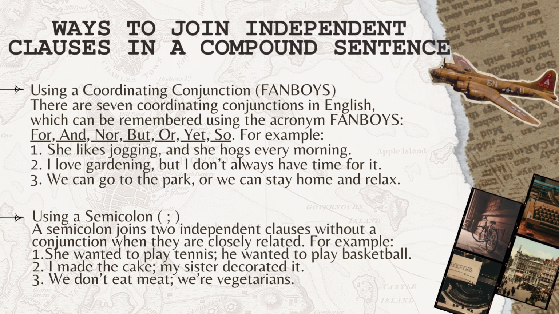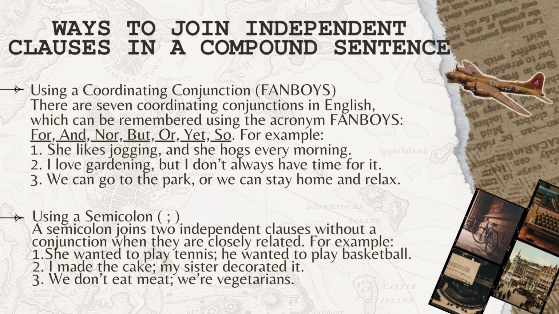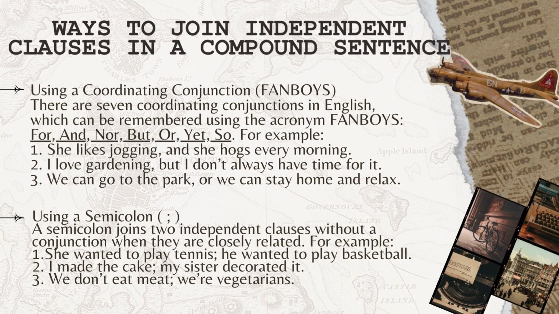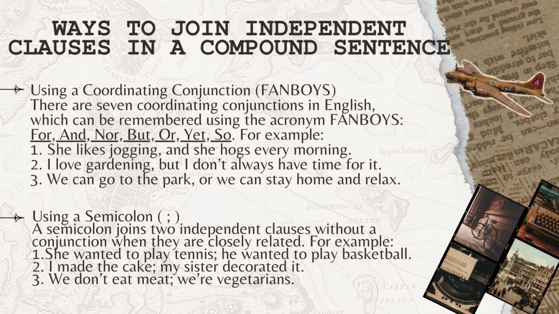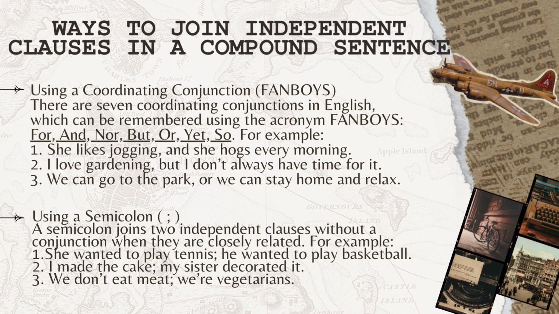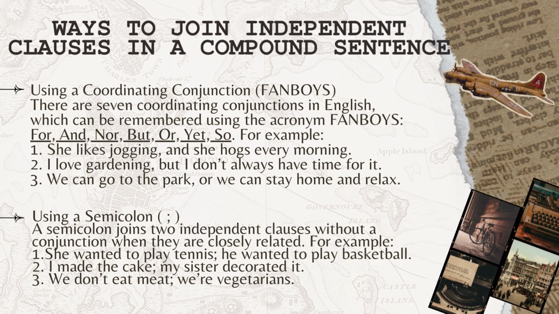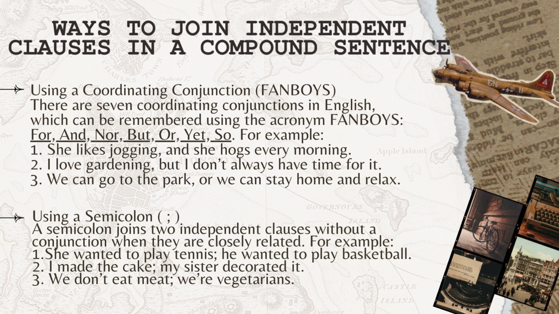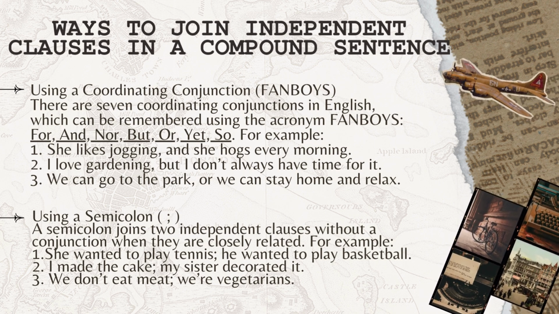Using a semicolon joins two independent clauses without a conjunction when they are closely related. If the two independent clauses are very closely related and the reader has enough information to understand the relationship between them from the context alone, we can join the clauses using a semicolon without a conjunction. For example, she wanted to play tennis; he wanted to play basketball. I made the cake; my sister decorated it. We don't eat meat; we're vegetarians.